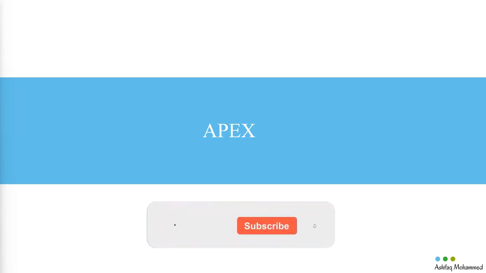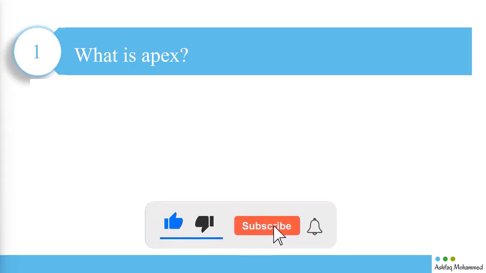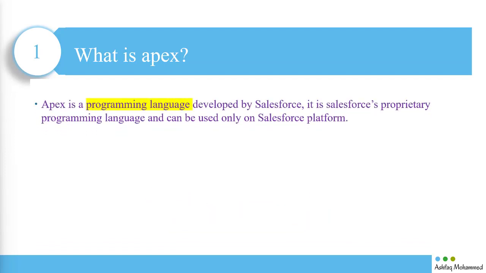So today's topic, as I said, is Apex. And the very first question we will be discussing is, what is Apex? Apex is a programming language developed by Salesforce. It is Salesforce's proprietary programming language, and can be used only on the Salesforce platform. It means that it is their own programming language, and it can be run only on the Salesforce platform. Unlike Java or C Sharp, where we can develop an application and host it on any of the servers, whatever we want, we can host anywhere. But for Salesforce, you have to use the Salesforce platform only to run the Salesforce programming language.